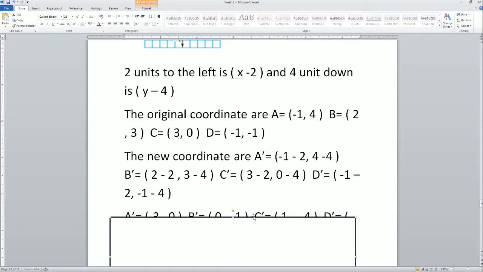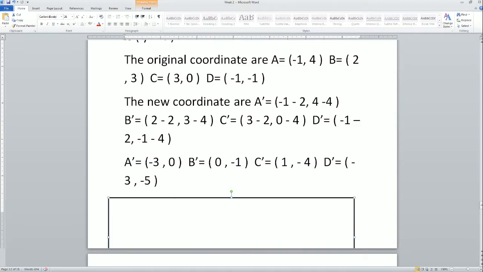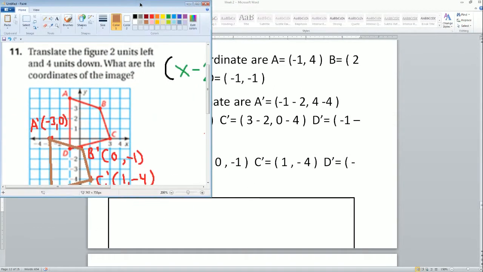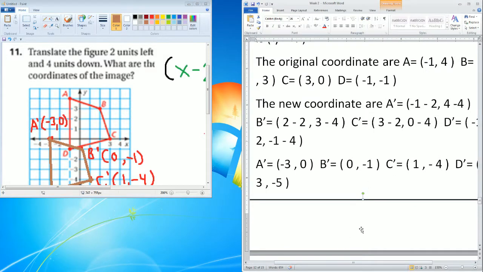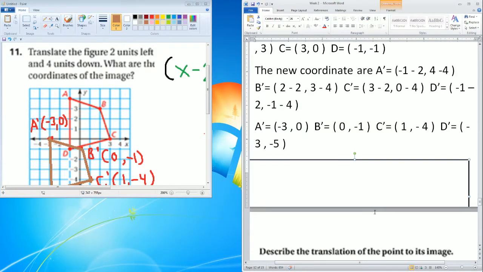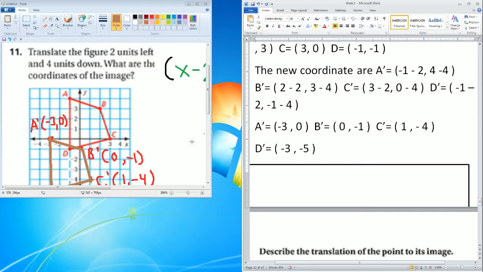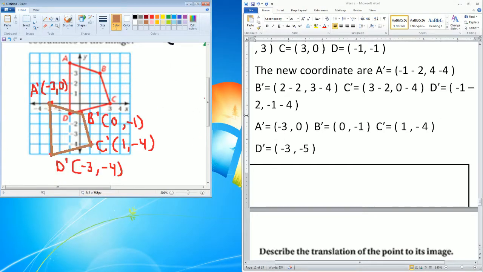And that is us checking. So it should have these. Let's just double check to make sure it's right. A prime, -3, 0, good. B prime is 0, -1. C prime, 1, comma, -4, good. D prime, -3, comma, -3, comma, something's off. I have -4 here and -5 here.